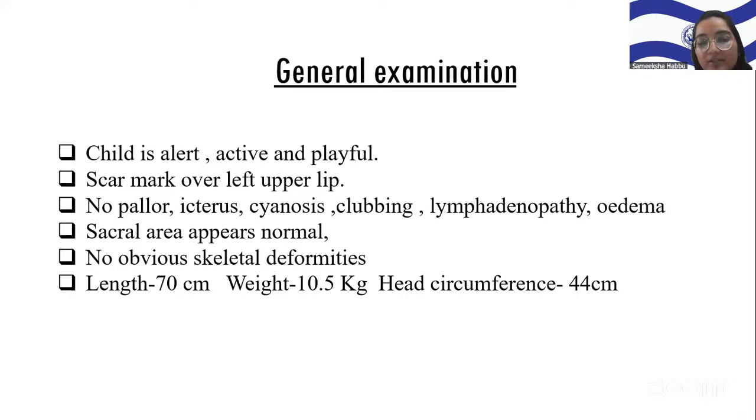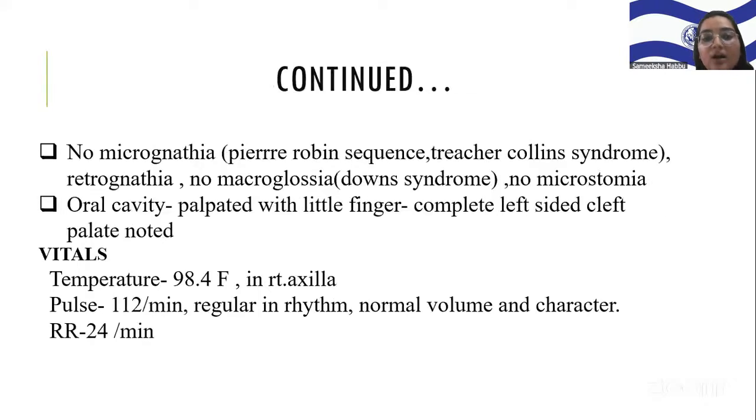Anthropometrically, the baby is 70 centimeters in length, weighing 10.5 kgs. Head circumference is 44 centimeters. There is no micrognathia, retrognathia, macroglossia, or microstomia in the baby. The oral cavity palpated with the little finger shows a complete left-sided cleft palate.